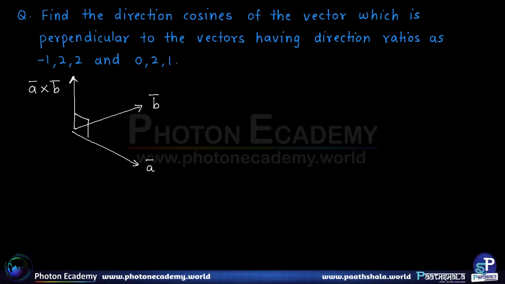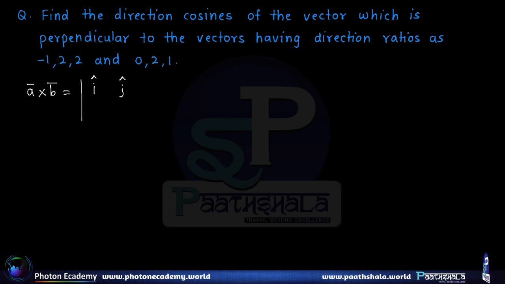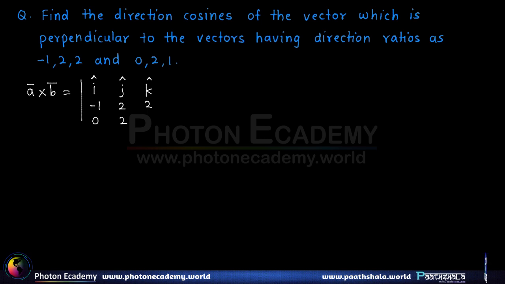Correct? So that means first we have to calculate the cross product, and once we get the cross product, that is a vector in the required direction, we can easily find out the direction cosines of that particular vector. So let us first calculate the cross product of A bar and B bar. A bar cross B bar is given by the determinant i, j, k. Coefficients of A are -1, 2, 2 and coefficients of B are 0, 2, 1.